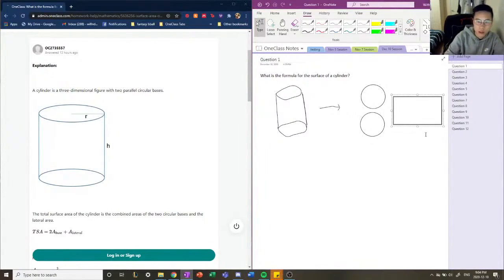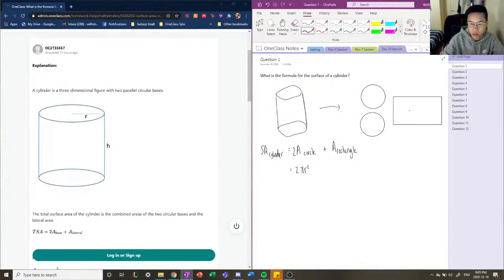So let's write this down first. The surface area, I'm going to write SA for short, of a cylinder is going to be the addition of these two circles, so the area of the circles, plus the area of the rectangle. For the circles, it's kind of easy, right? We know the area of a circle is pi r squared. So it's going to be 2 pi r squared.